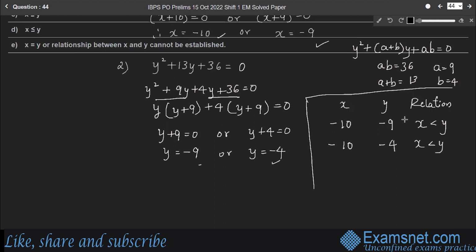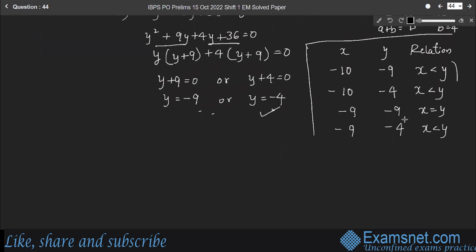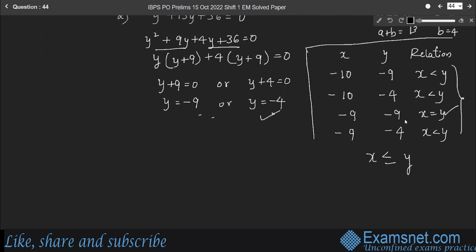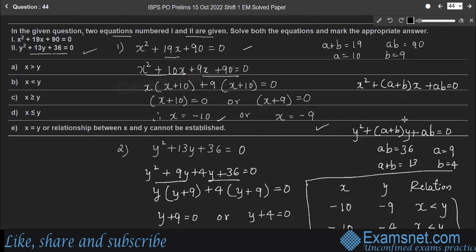If x is minus 9, y is also minus 9, x is equal to y. If again x is minus 9, y is minus 4, x is less than y. Therefore, we can conclude that x is less than or equal to y. So look at the options. X is less than or equal to y. Option D is the right answer.